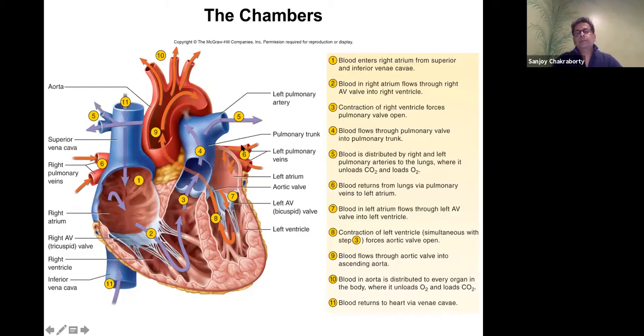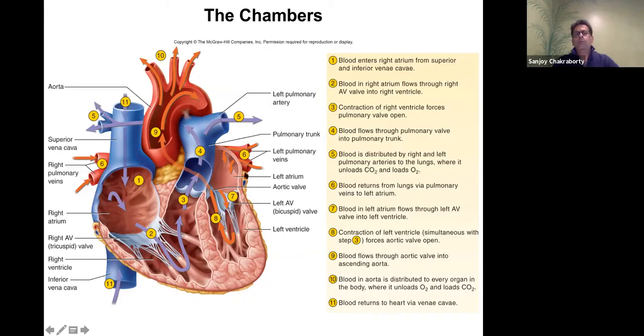Right pulmonary veins, left pulmonary veins come right here into the left atrium. Through the mitral valve, or bicuspid valve, it comes to the left ventricle. Pump goes through the aortic valve into the aorta, through the body. That's exactly what is explained here.